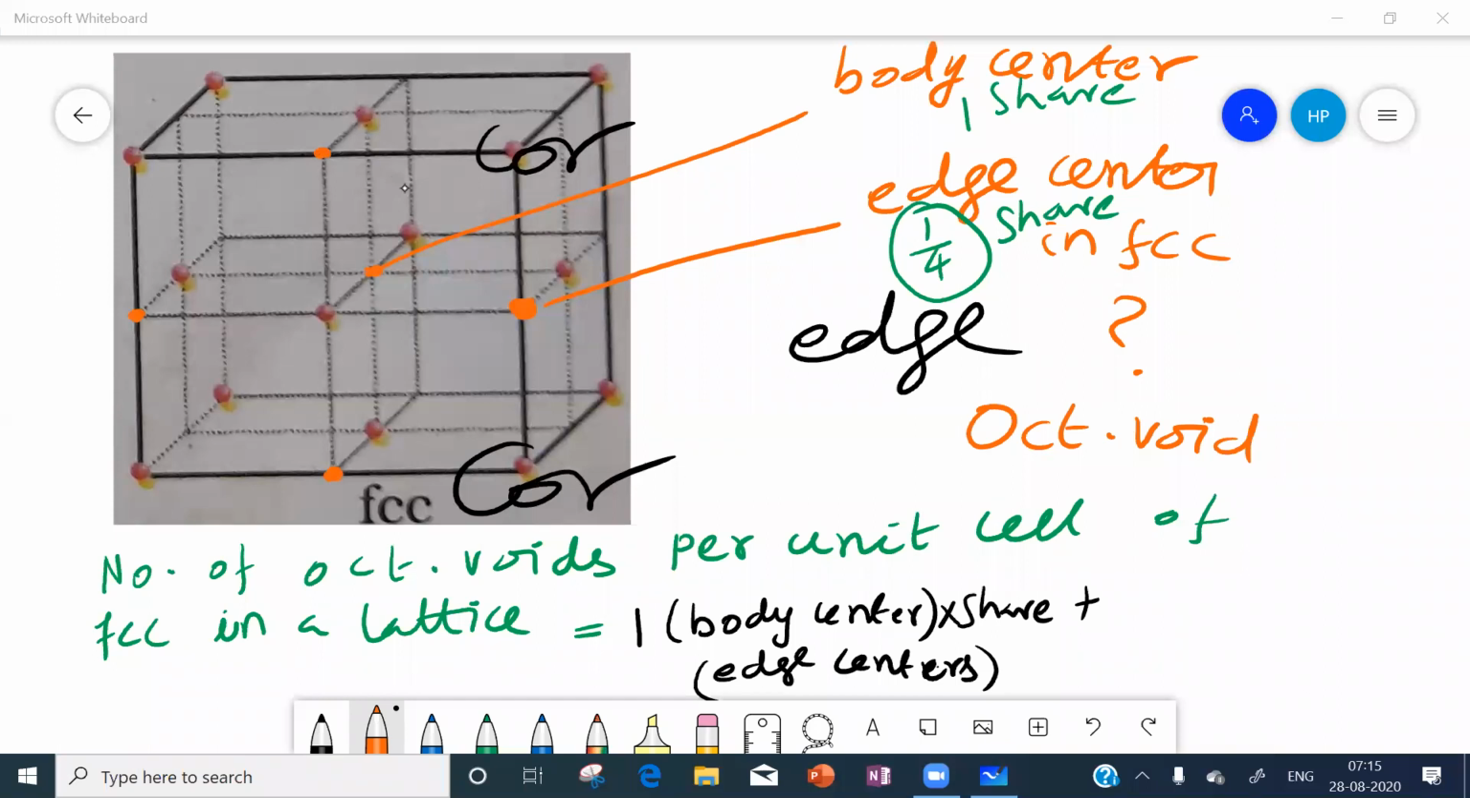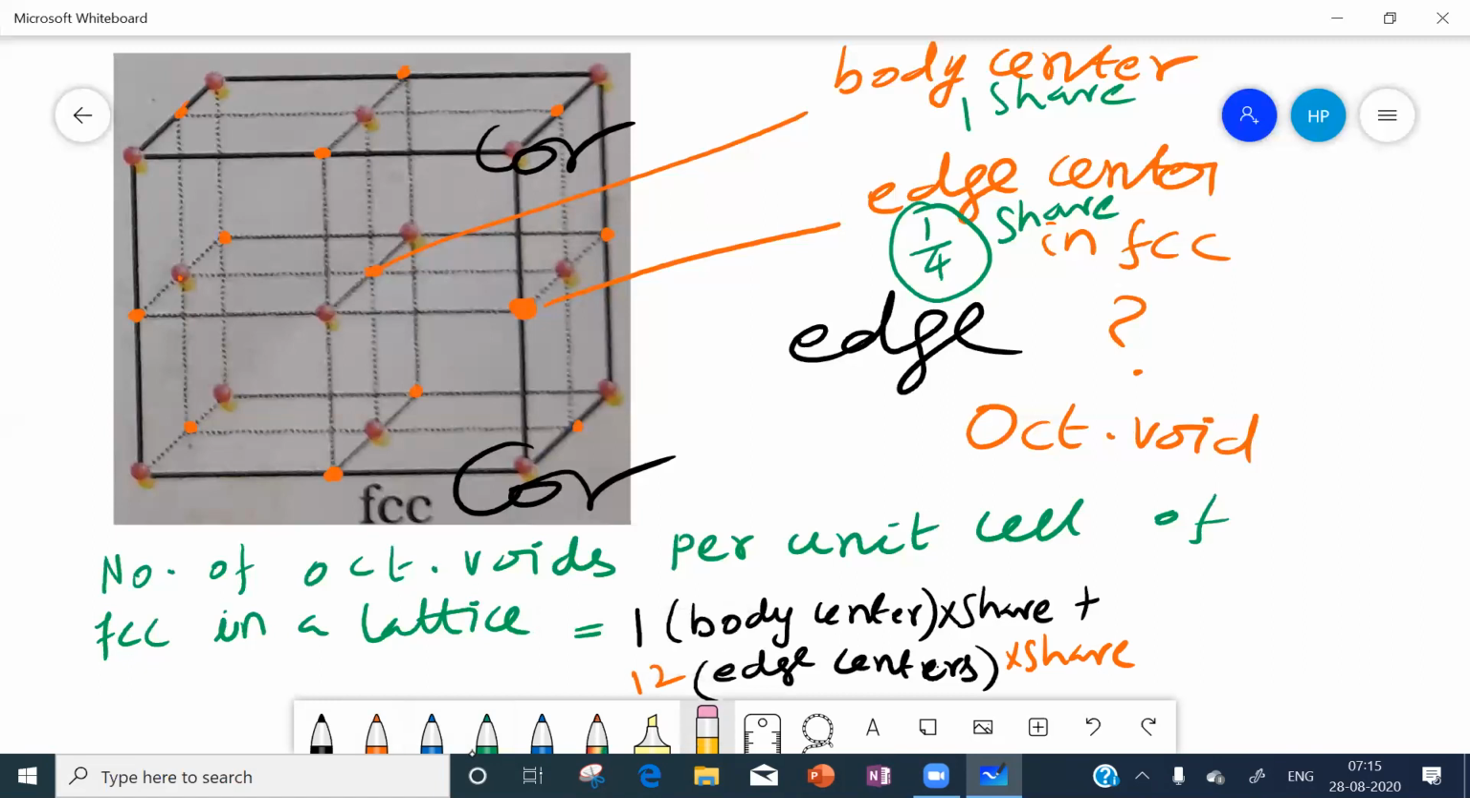Now, on the top face, there are edge centers. Then the right side face, edge centers. Bottom face, edge centers. Left side face, edge centers. Back face, edge centers. So you are saying that there are 12 edge centers whose share we have to take.